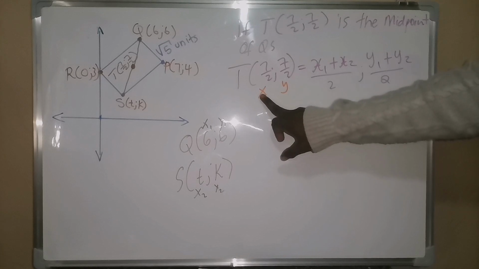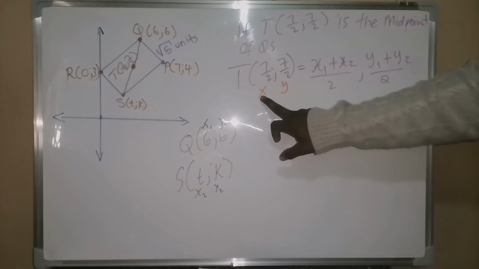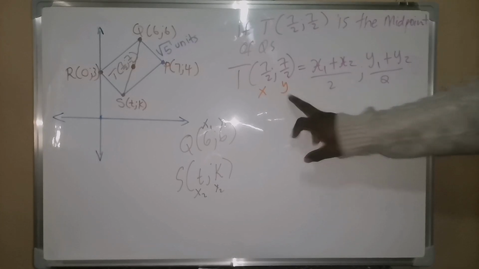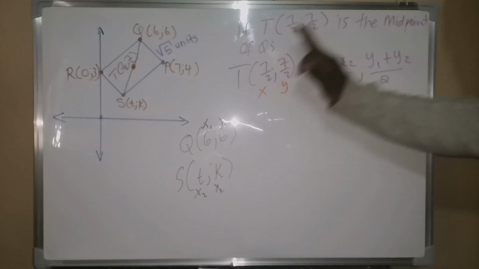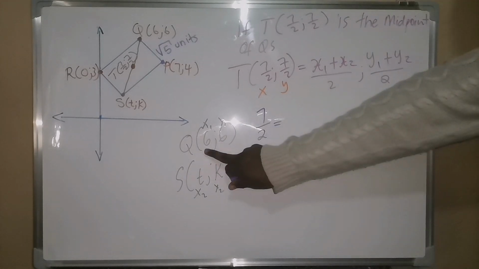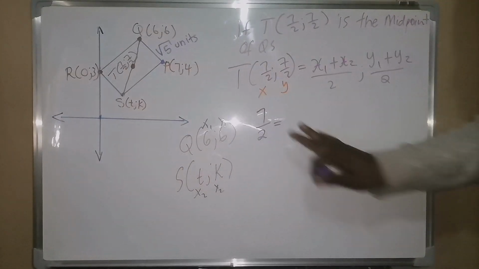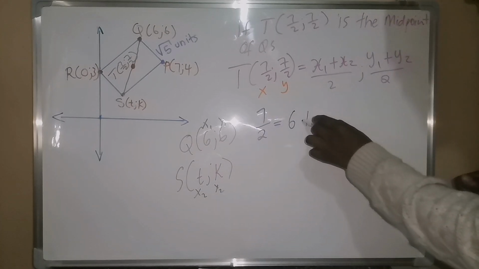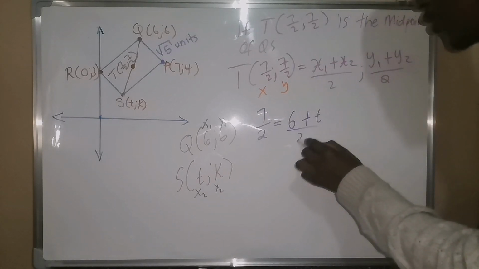Now, x and y. On the x part, you put in 7/2, which represents the x coordinate of our midpoint, and on the y part, you put in the y coordinate of our midpoint. So 7/2 is our x. We're going to put 7/2 equal to, what is our x1? You come back to Q and S. We're going to use Q and S to find the coordinates. So x1 is 6, x2 is t. Here they labeled t and k, just go with the flow. So (6 plus t) divided by 2.